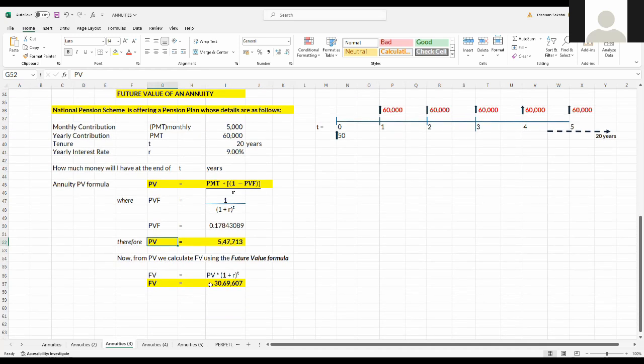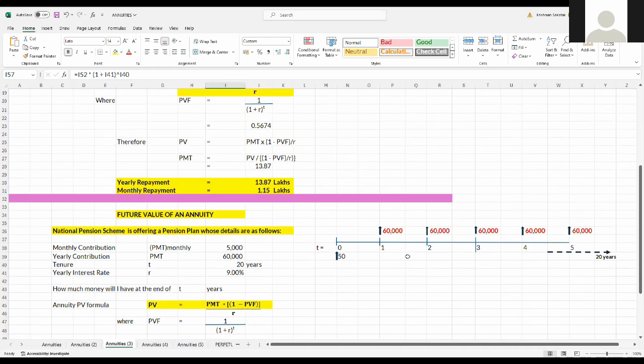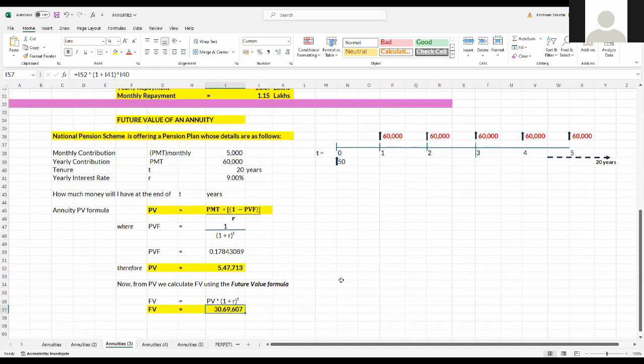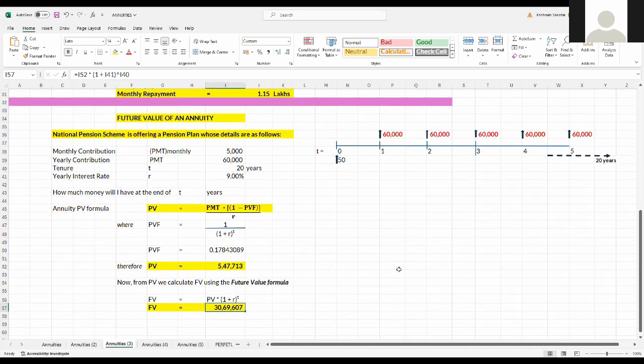So if the present value we found out is 5.447 lakhs, then the future value is 30 lakhs. That means if I make a one time initial payment of 5.47 lakhs, and then every year I make a payment of 60,000 rupees, then at the end of 20 years my money will grow to 30.69 lakhs. So this is another type of problem.